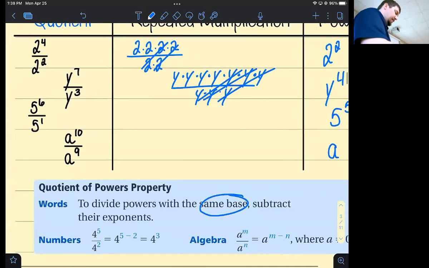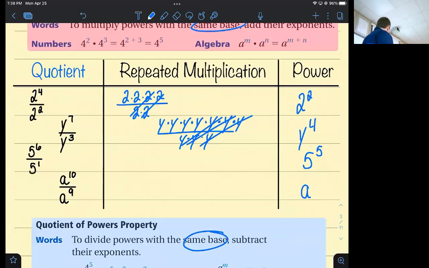Now, notice when you do this, you're not actually dividing the bases. You're just subtracting the exponents. 2 divided by 2 is 1. You're not going to get 1 to the power of 2. In this problem, 5 divided by 5 is 1. You're not going to get 1 to the power of 5. You leave the 5 there. The only thing you do is subtract the exponents.